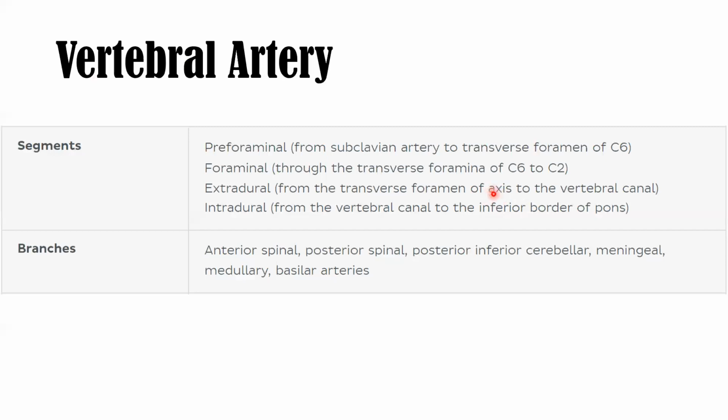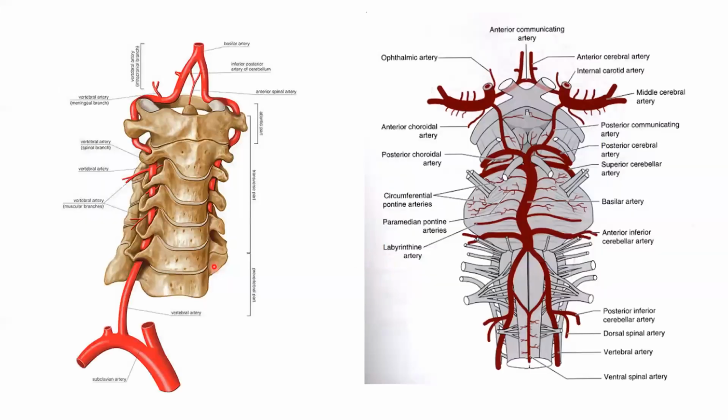C1 is your atlas, to the vertebral canal, and intradural from the vertebral canal to the inferior border of the pons. So we know that the vertebral artery from the subclavian artery reaches the part of the brainstem at the pons area. The vertebral artery has different branches: anterior spinal, posterior spinal arteries, the posterior inferior cerebellar artery or your PICA, then meningeal, medullary, and basilar arteries.